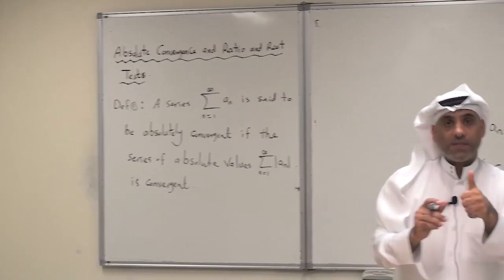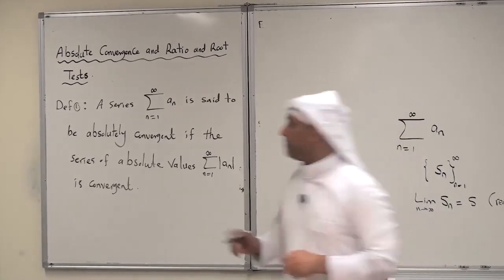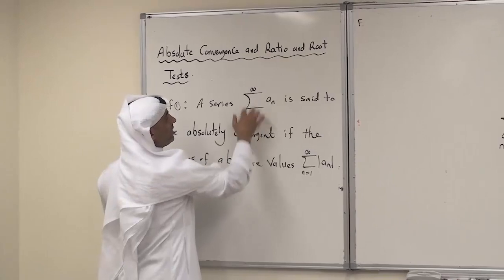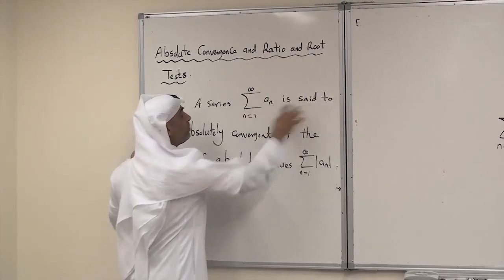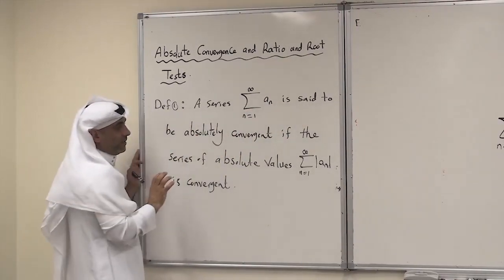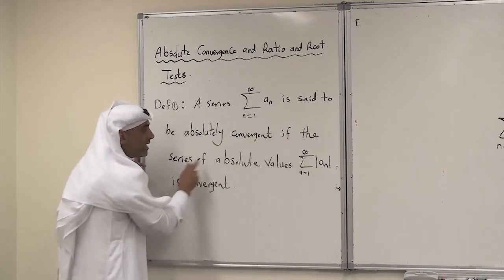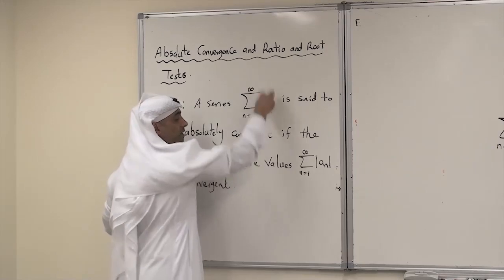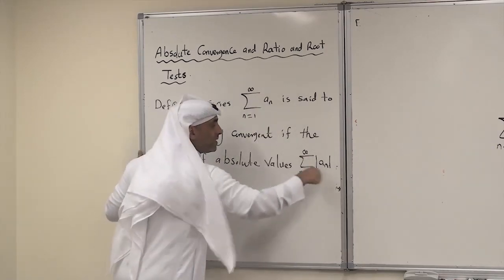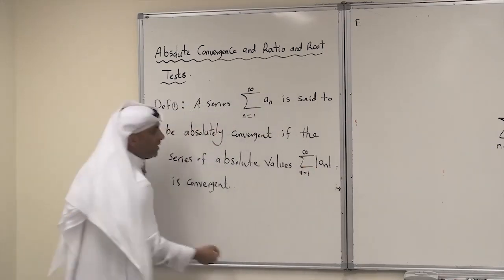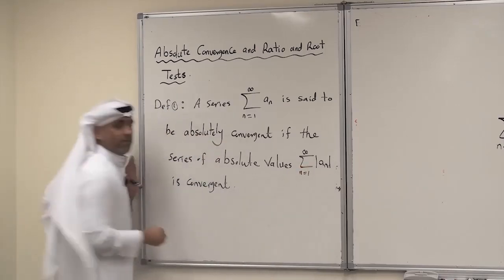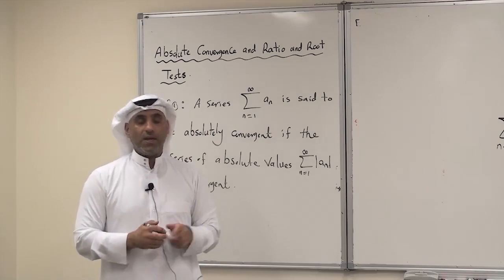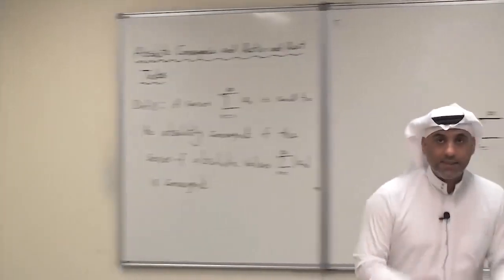So what does it mean first? Absolute convergence. The definition says a given infinite series, the sum from n equal to 1 up to infinity of a_n, is said to be absolutely convergent if the series of absolute values, after taking absolute values of each term, then we end up with a series of absolute values. If this series is convergent, the original series is said to be absolutely convergent. So let us take an example to understand this terminology.